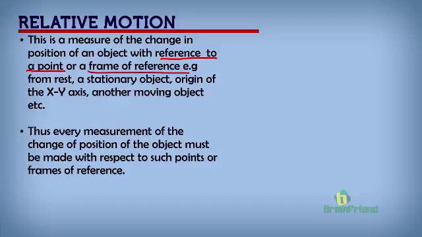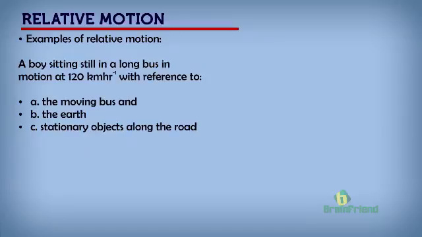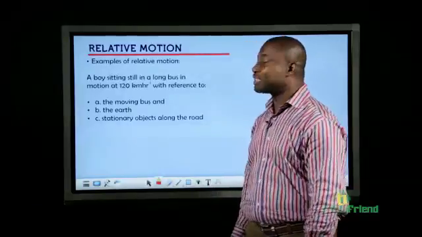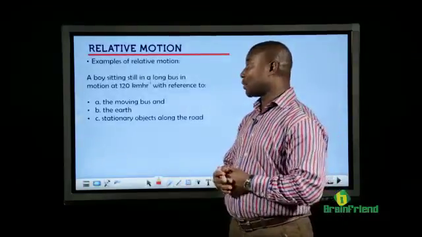Examples of such can be from rest, or a stationary object, or the origin of the x and y axis, or another moving object. So every measurement of the change of position of the object must be made with respect to the frame of reference. When it happens that way, then we're looking at what? Relative motion. Let's look at an example of relative motion to better understand what it is.